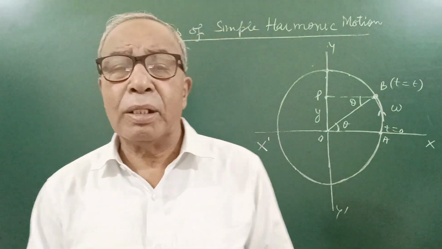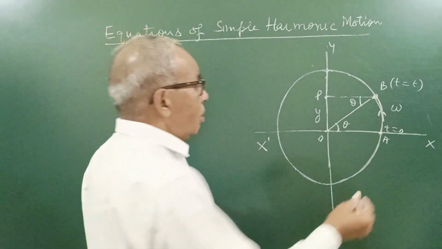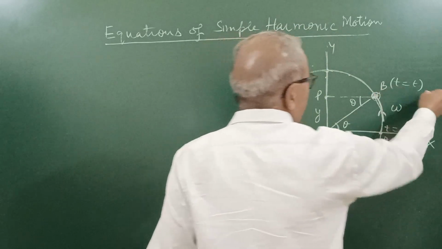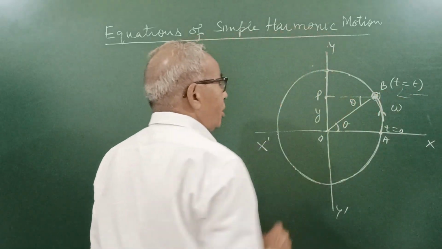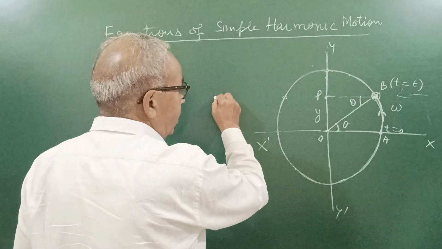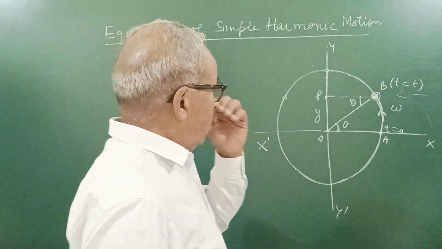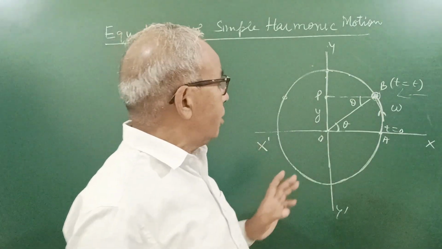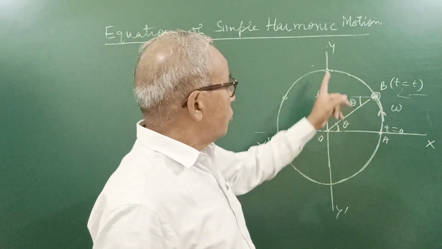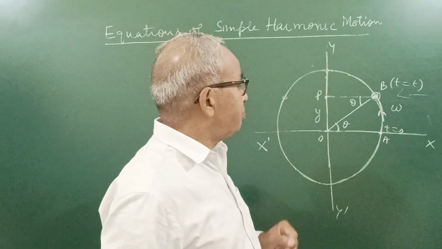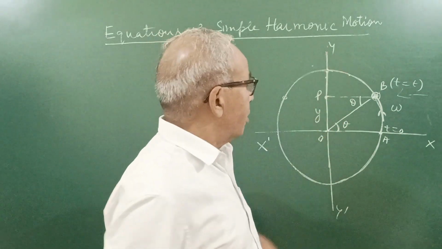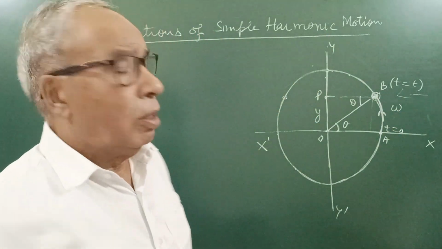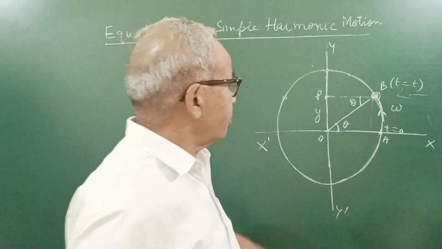Projection you can call a shadow. If there is a point object, and we draw light to it, the shadow falls at point P. So when a body moves on a circular path with uniform angular speed, the projection of the motion moves to and fro on any diameter. You can take the projection on any diameter, not only the Y axis. I will tell you something more.